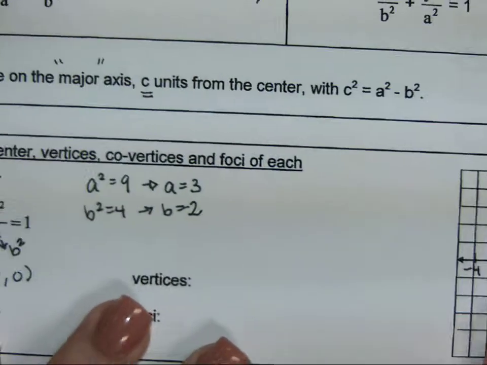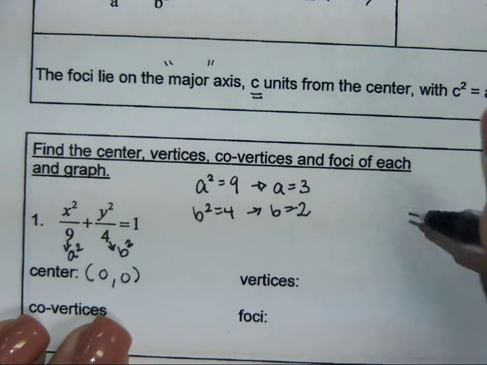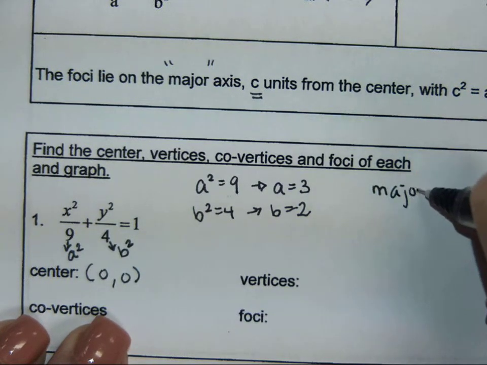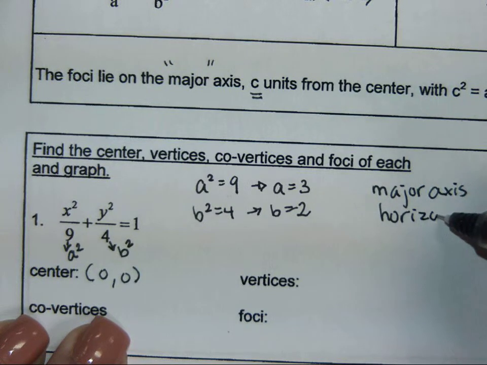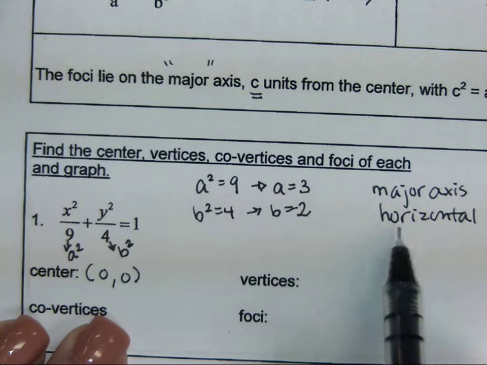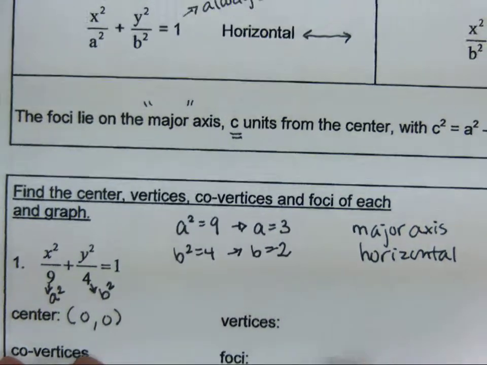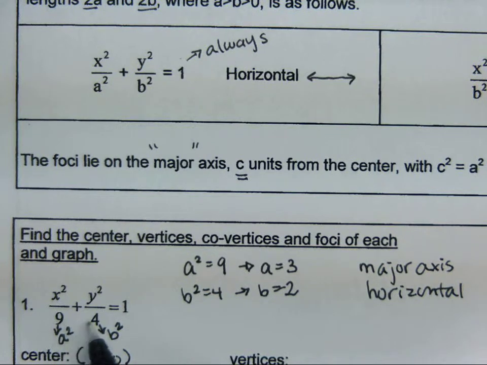If I go back over here, the larger denominator is underneath the x, and so that means that my major axis is horizontal, which means I'm going to be graphing my vertices and my foci on that axis. I'm just matching up what this format looks like, in terms of the bigger denominator under x, with my original.